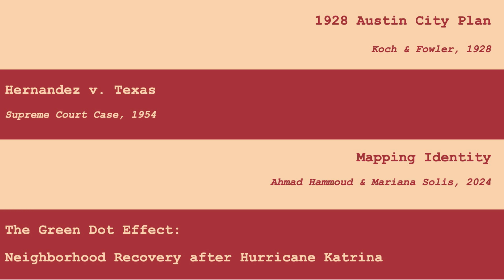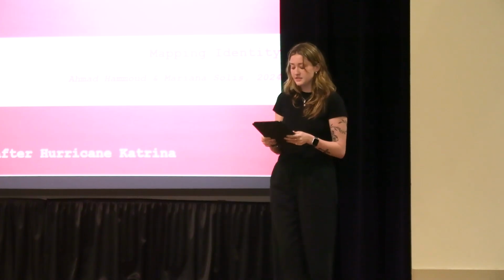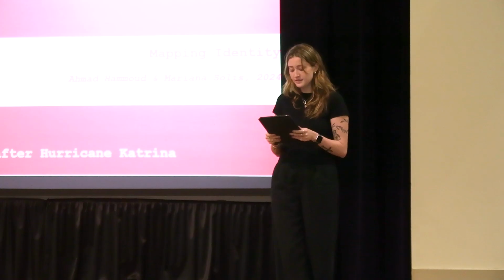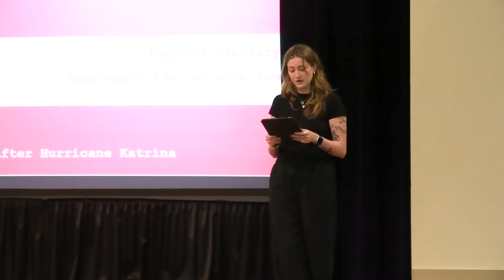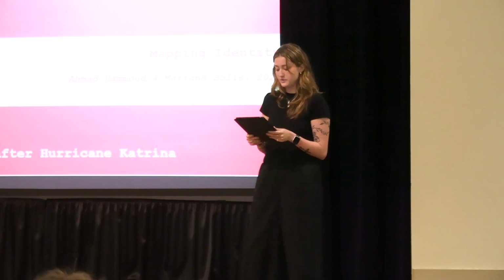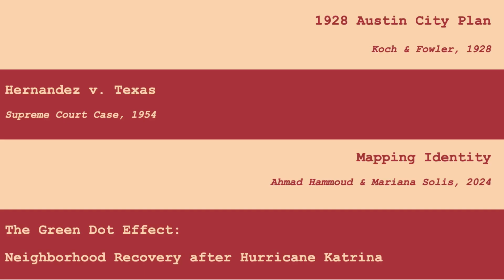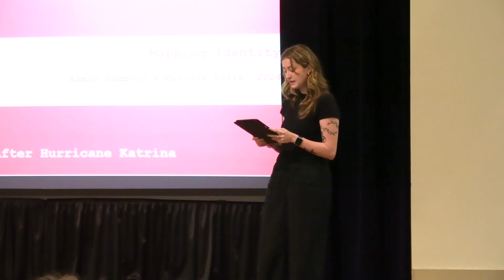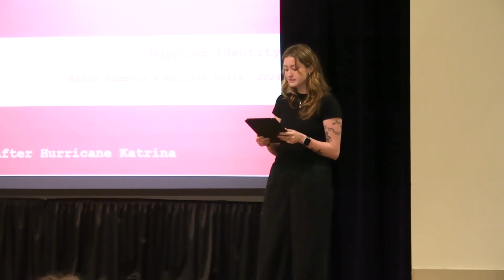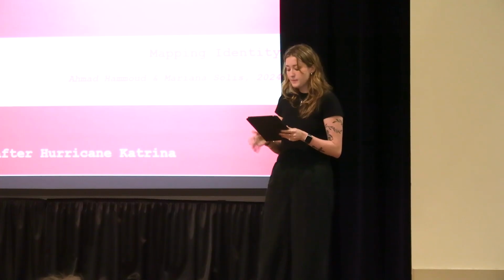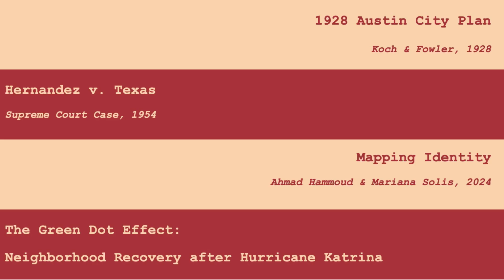So these are the main case studies I looked at. The first one is Koch and Fowler's 1928 city plan for Austin, which deals with redlining and political power. The next one is the Supreme Court case Hernandez versus Texas, which connects mapping to racial and national identity. Then we have the green dot effect, which emerged after Hurricane Katrina's effect on Louisiana, and this questions what even counts as land. And then a more speculative design project, Mapping Identity.